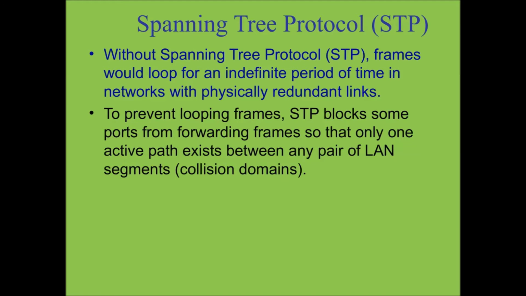So second point, to prevent looping frames, Spanning Tree Protocol blocks some ports from forwarding frames so that only one active path exists between any pair of LAN segments or collision domain. So another concept for STP is to block some ports, because if more than one port is on and the data is transmitted on these different ports, then the blocking condition will be implemented to prevent looping. So Spanning Tree Protocol is basically used to control looping frames in a local area network.